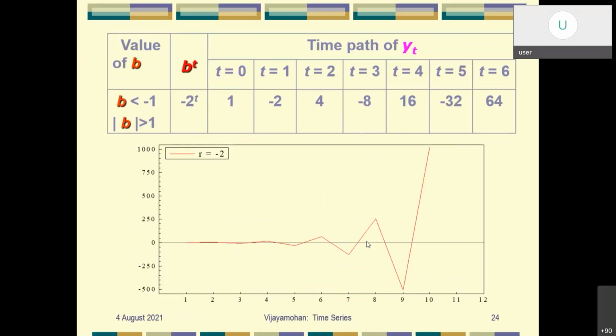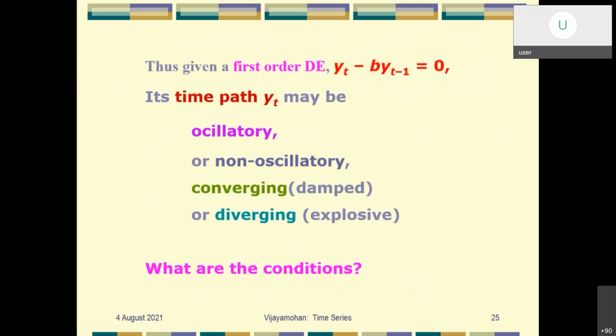Now let us combine all these results. Let us recap it. So we find that the first order homogeneous difference equation, yt equals b times yt minus 1, has a time path. It may be oscillatory or non-oscillatory. It may be converging or damped, or diverging, or explosive. What are the conditions for that?